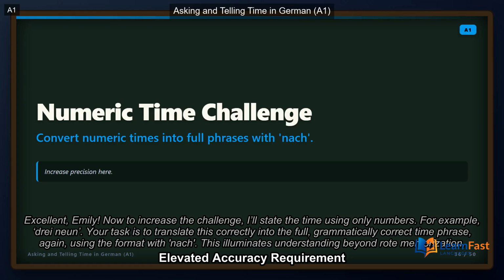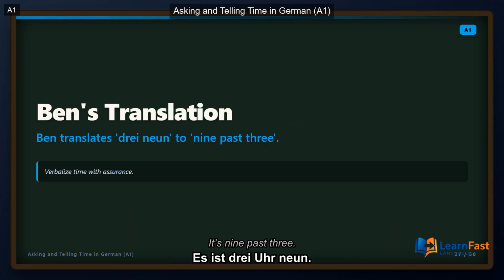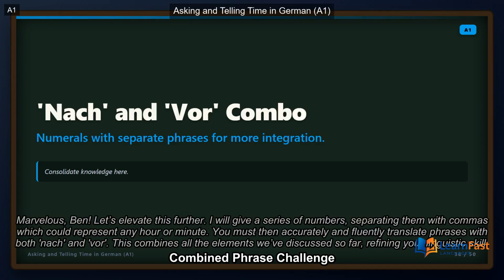For example, noon. Your task is to translate this correctly into the full, grammatically correct time phrase, again using the format with nach. This illuminates understanding beyond rote memorization. Es ist 3:09 Uhr. Marvelous, Ben. Let's elevate this further.